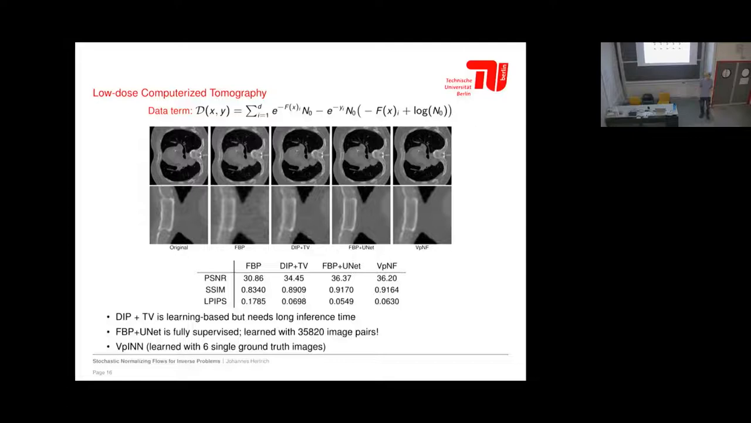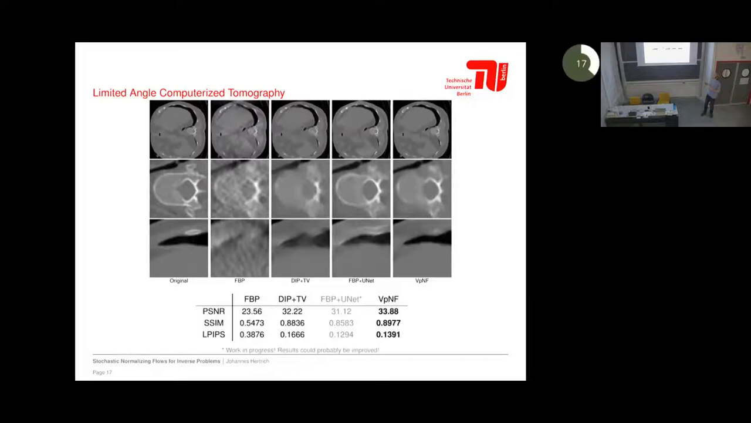So, and one can make the inverse problem even harder by using a limited angle tomography, where we just use some of the angles. And then we also see that the variational patch normalizing flow is much better than the comparisons. But here I have to say that the supervised method is work in progress, so it's probably not what it can be trained better than we have done it so far.